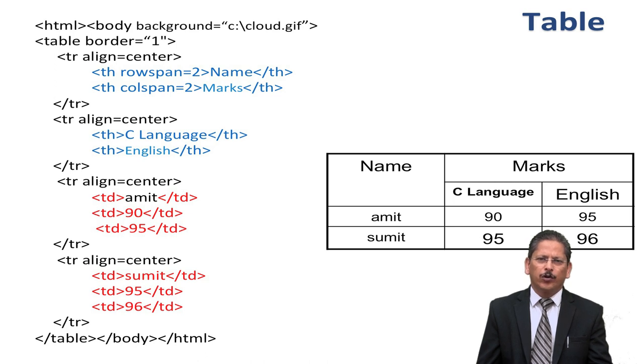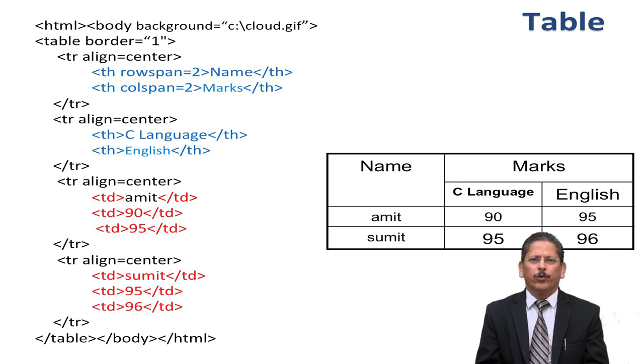So this is called col span. The second one is col span 2. Suppose col span is 3, then it will cover 3 columns. But here col span equals 2, which means it is subdivided into two different columns. And row span 2 means the name cell is divided into two sub rows. So these rows are accordingly marks, and C language and English in the second row. This is called col span. The first one is the row span.